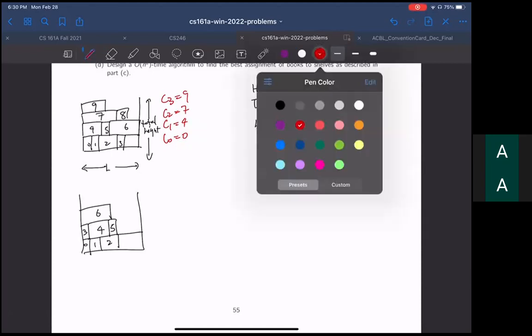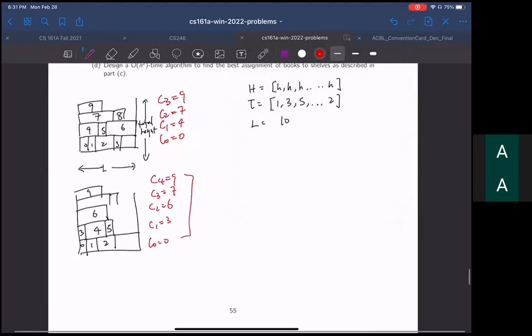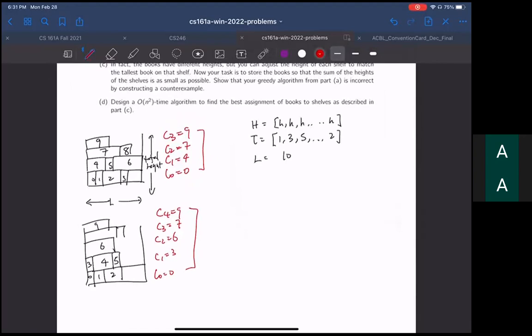Okay, another way that we might have put the books is something like this, right? In which case, our books look like this. C0 is 0, C1 is 3, C2 is 6, C3 is 7, and C4 is 9, right? And so this would be the output of our algorithm as opposed to this. We want to find the one that minimizes the number of shelves, minimizes the height. Because all the books have the same height, we know we're just counting how many shelves. So we want as few of these C's as we can.